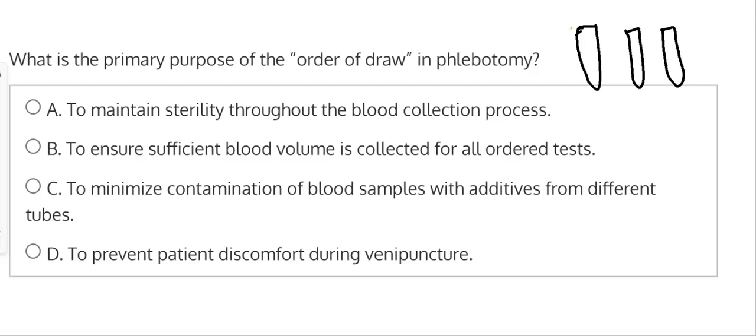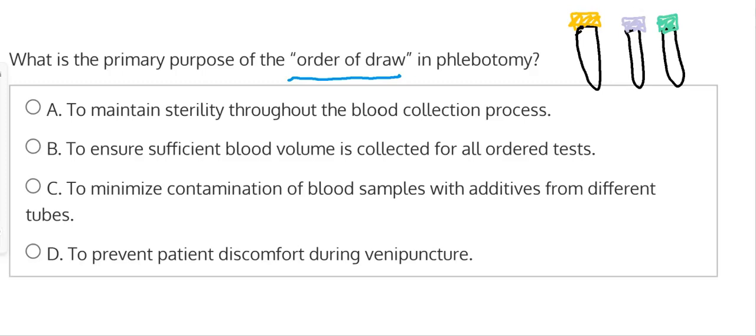Let's say that, depending on what you have ordered, you have a gold top, a lavender top, or over here, a mint colored top. This question is asking why the order in which we use these tubes is important. Option A says to maintain sterility throughout the blood collection process.